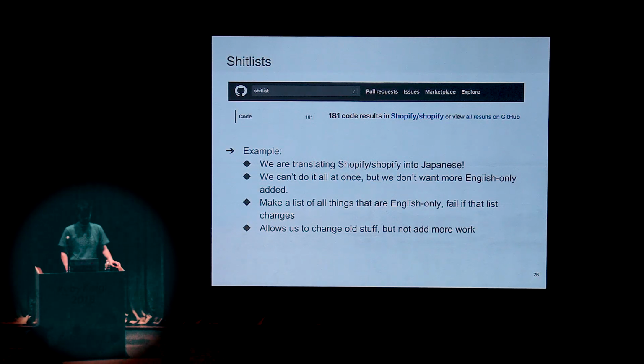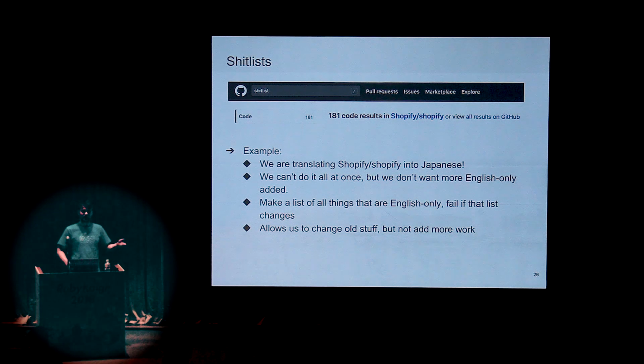And so we use a concept called shit lists. This is mentioned a lot in our core code base, with over 181 mentions of it in just the Shopify core application. And so what a shit list is, is a technique to list a bunch of things that are deprecated or we consider a bad pattern, and we write a test that ignores those instances.